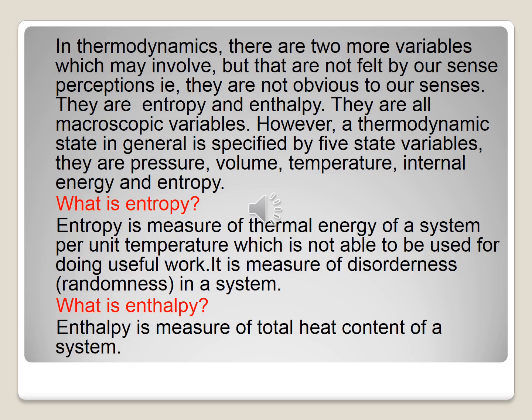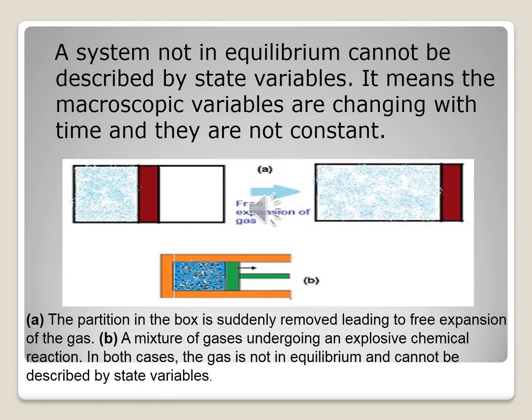However, a thermodynamic state in general is specified by 5 state variables. They are pressure, volume, temperature, internal energy and entropy. It is important to note that a system not in equilibrium cannot be described by state variables, which means that macroscopic variables are changing with respect to time. That is, they are not constant.